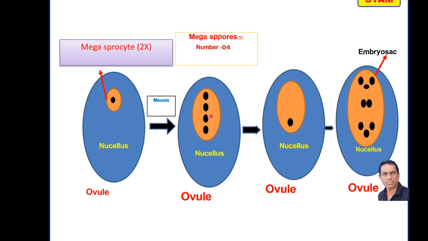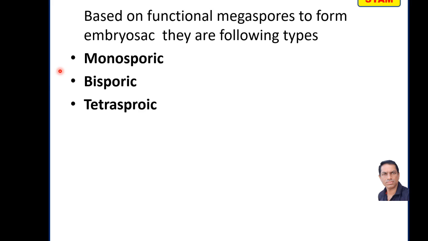So, the megaspore mother cell undergoes meiosis and forms 4 haploid megaspores. How many megaspores are functional? Either a single one, with the remaining 3 degenerating, and the single one produces the embryo sac: it is called monosporic. Out of 4, 2 degenerate and 2 are functional, and these 2 produce the embryo sac: it is called bisporic. Out of 4, all 4 are functional and produce the embryo sac: it is called tetrasporic. So megasporogenesis is divided into 3 types: monosporic, bisporic and tetrasporic embryo sacs. Let us discuss them one by one in detail.